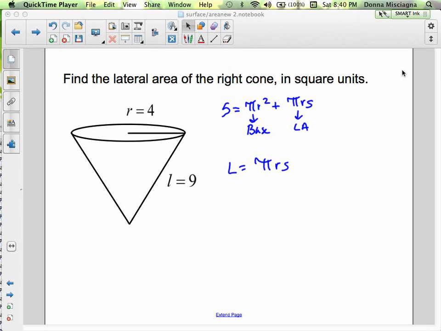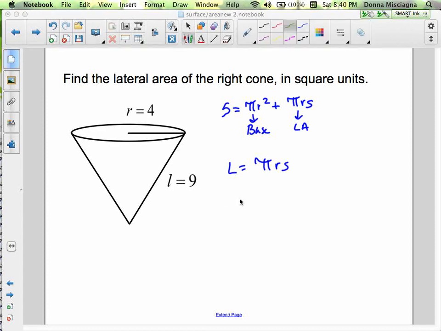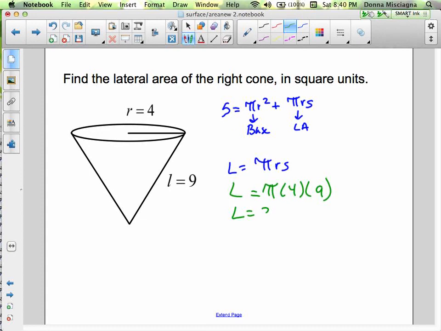So this is a super easy problem. This one's in your notes. So L here stands for lateral area is equal to, which eventually I think will come up. Well, maybe not the L. There we go. Come on. L, or lateral area, is equal to pi times 4 times 9. So that's just 36 pi units squared. That's how easy that one is.